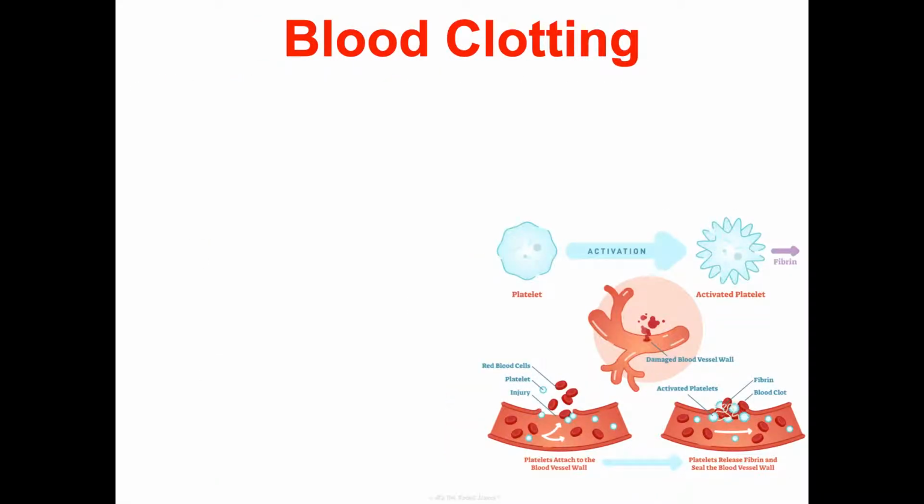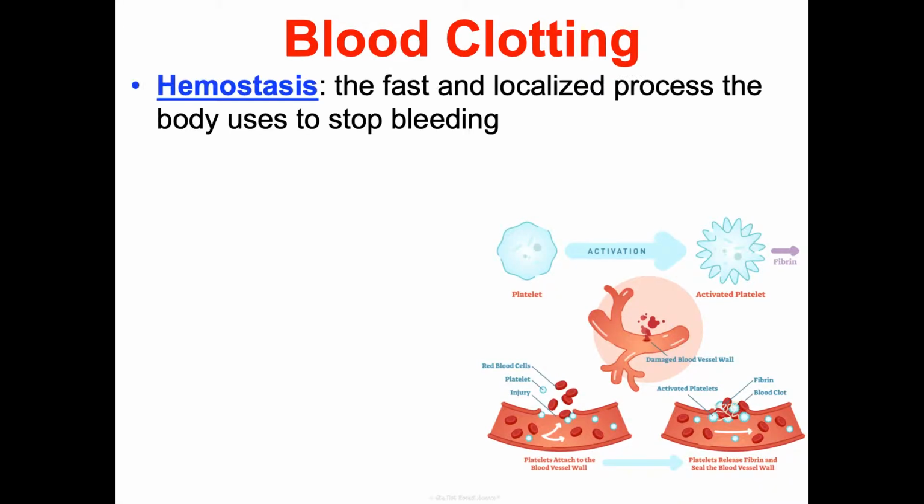All right, let's talk about blood clotting. So, hemostasis. This is the fast and localized process that your body uses to stop bleeding if that happens. It's a highly regulated process that I'm not going to get into the details of, but I do want you to know the basic steps.